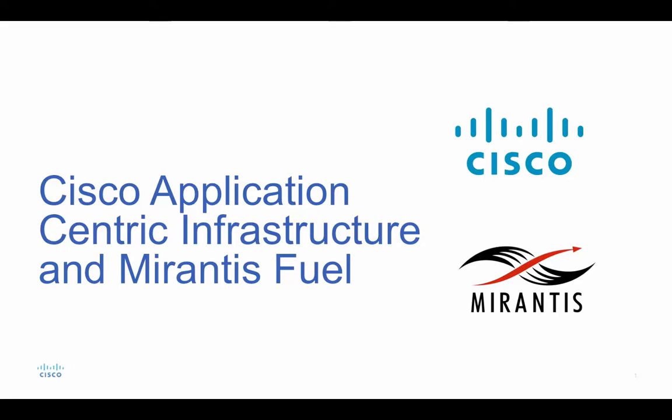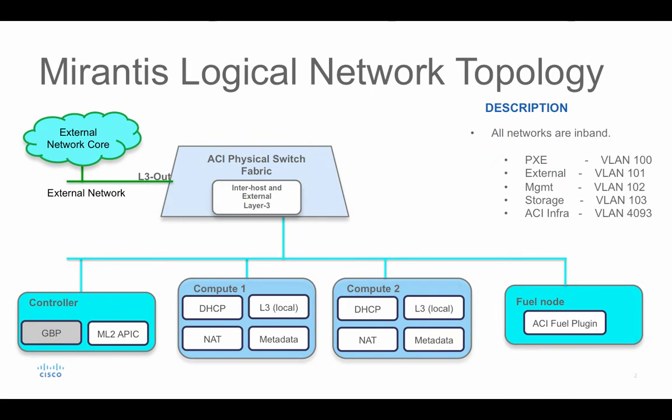This is a demonstration of Cisco application-centric infrastructure and Mirantis Fuel. This is a diagram of the logical topology used for deploying the Fuel environment. Here you can see we have a number of VLANs all deployed over a single interface, exposed to several VLANs out of the ACI fabric.